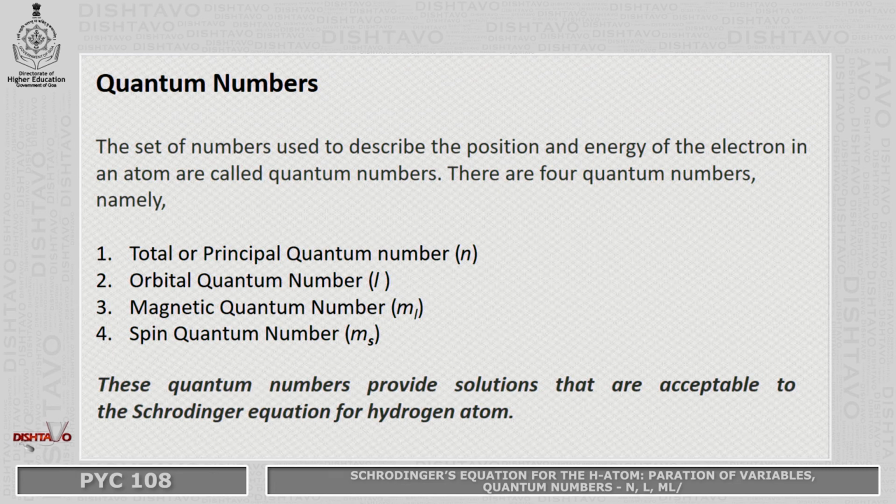What are quantum numbers? The set of numbers used to describe the position and energy of an electron in an atom are called quantum numbers. There are four quantum numbers, namely total or principal quantum number n, orbital quantum number L, magnetic quantum number ml, and spin quantum number ms. What is the use of these quantum numbers? They provide solutions that are acceptable to the Schrodinger equation for the hydrogen atom.